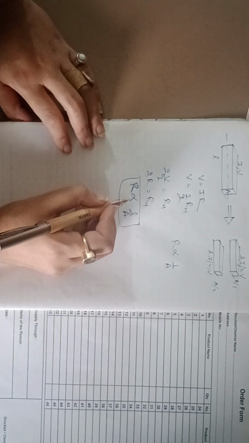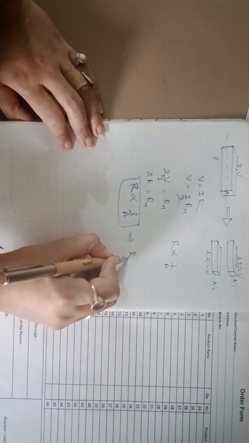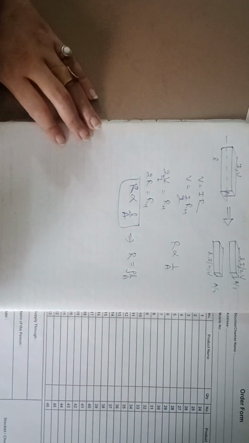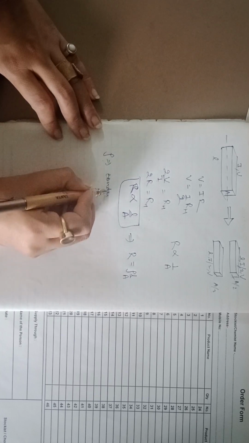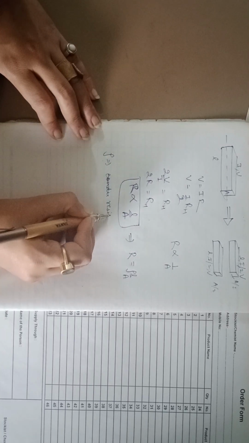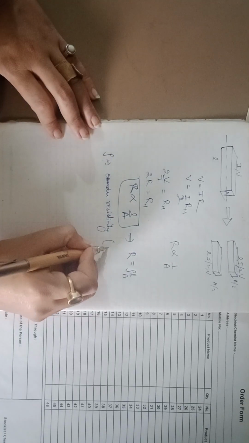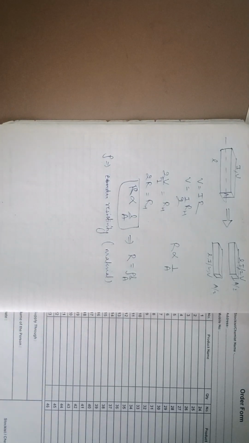Okay. So to remove this inversely proportional sign, we will put another constant, that is R is equal to rho L by A. This rho is called resistivity. It depends upon the material. The material changes, its resistivity changes. Okay. So now the series of formulas starts from here.